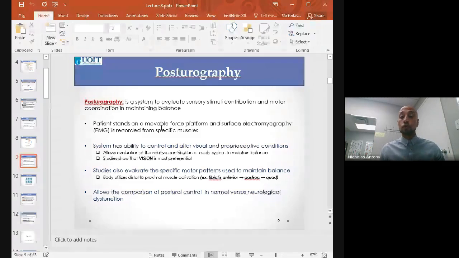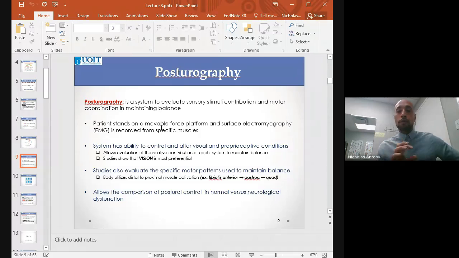in asymptomatic or control groups, we see that in the order in which we activate our core and posture muscles and the muscles in our body, we utilize them in a proximal to distal activation. So if you're going to maintain balance, you typically activate your trunk, then you start moving distally. So ultimately, the last muscles will be.